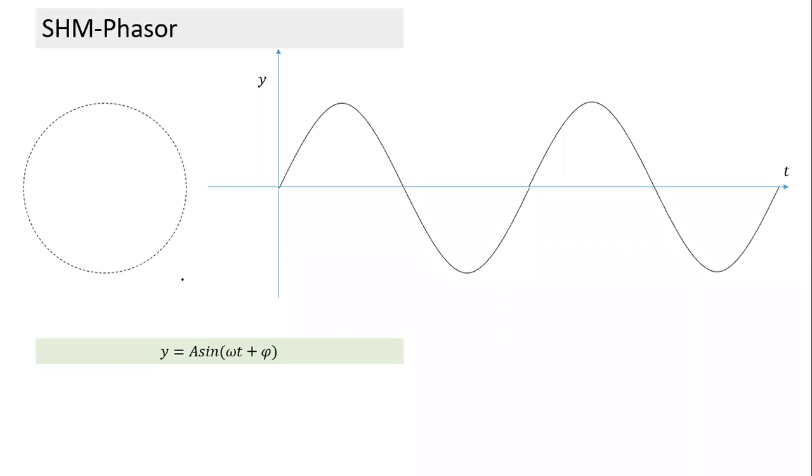SHM motion we can represent in three different ways. What are the three different ways we can represent SHM? It's a repetitive function. One way, I can represent it in the form of a graph. So if you draw a graph of an SHM, at any value of t, I can find out what the position is. So one way is representing it as a graph.